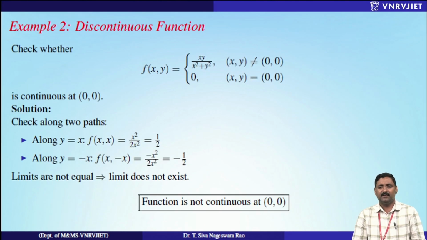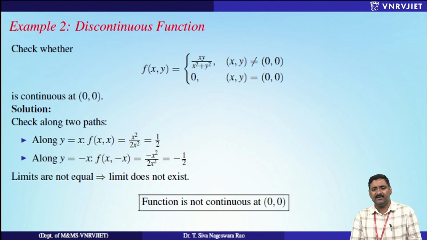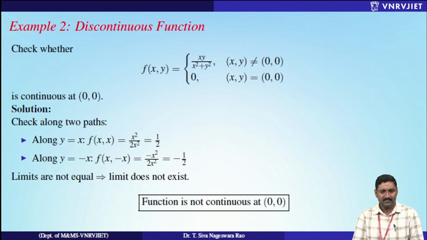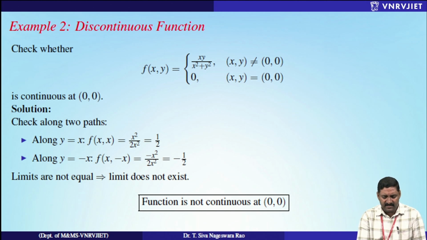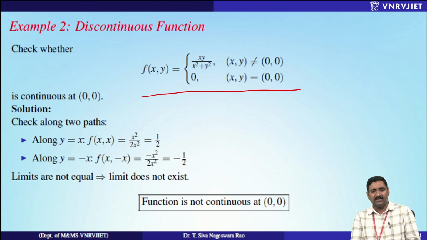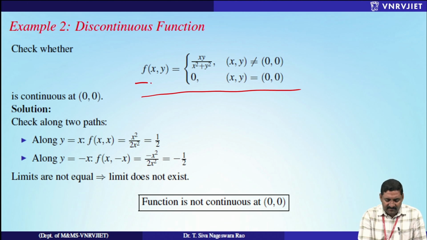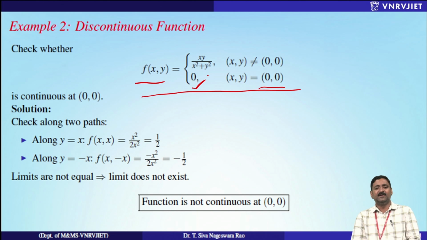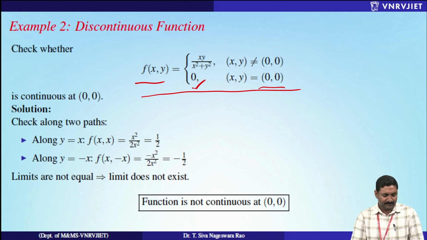Next example, I will explain the discontinuity of a function involving two variables. What is the given function? F of x comma y is equal to xy divided by x square plus y square, for x comma y not equal to 0. The value of f at 0 comma 0 is already given, so the first condition in continuity is satisfied. Now coming to the second condition, we need to verify the limit.